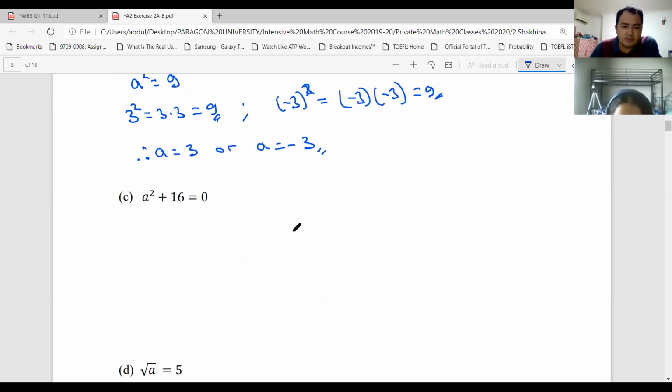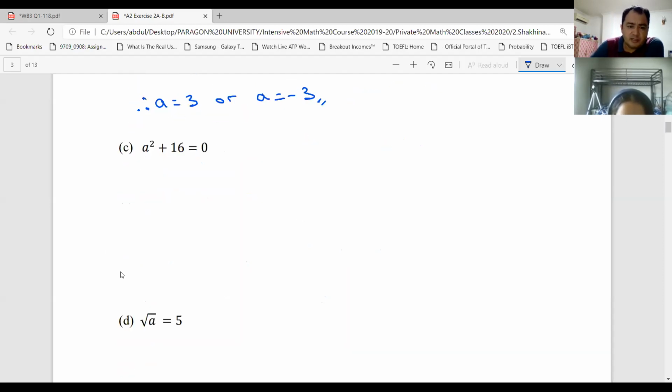And how about C? Here we have A squared equals negative 16, right? Take 16 to the right-hand side, minus 16. Can you tell me any number whose square is negative? It's not possible, right? In the real number system, if you take any number and square it, it is always positive.